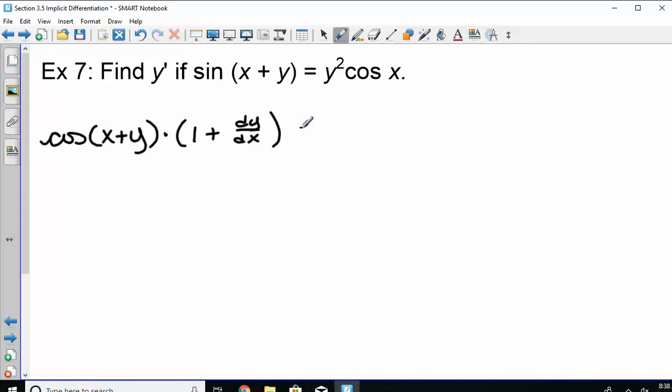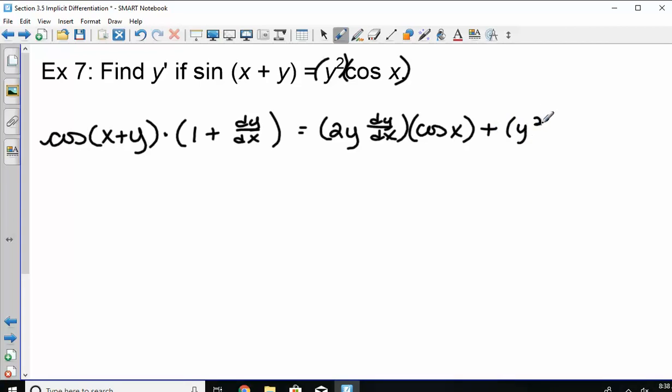Okay, on the right we have to do the product rule because we have the y squared times the cosine. So derivative of y squared would be 2y dy dx times the cosine plus the y squared derivative of cosine x. This time I did not just give you something to plug in, so we're actually going to have to solve for dy dx.